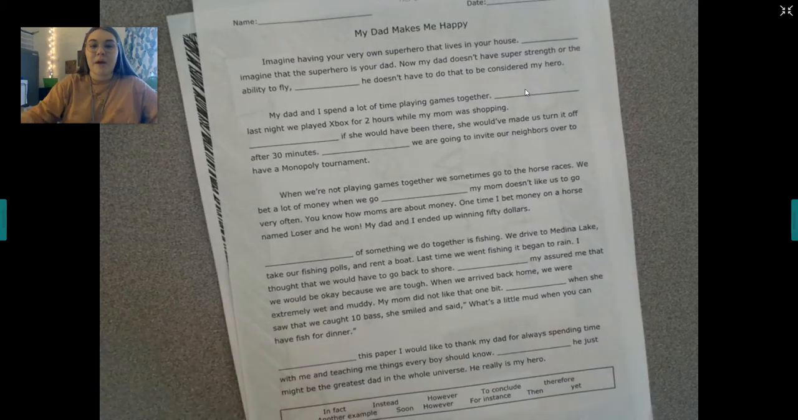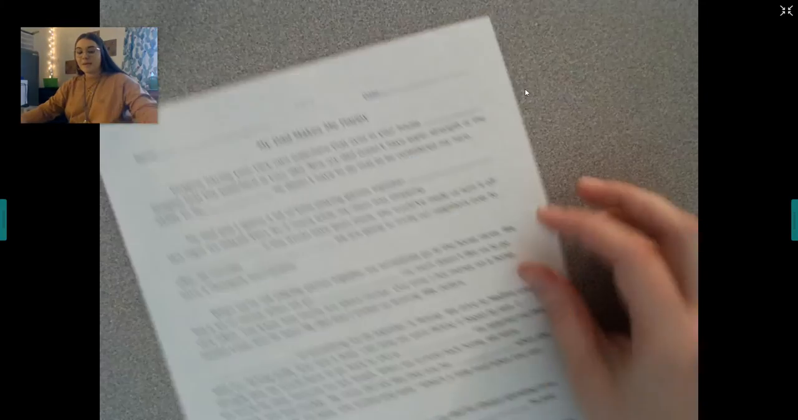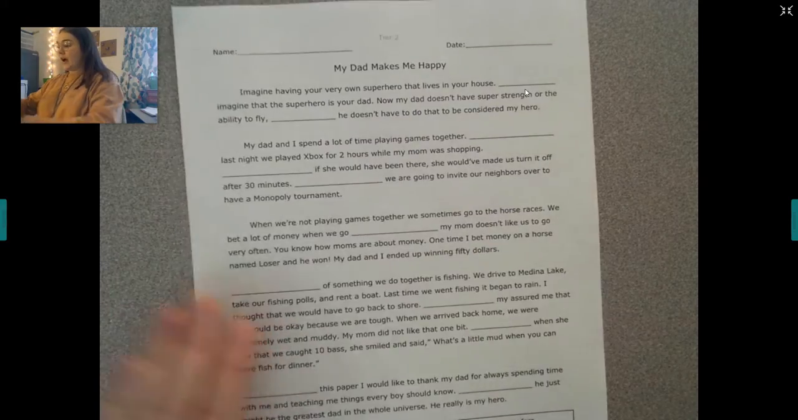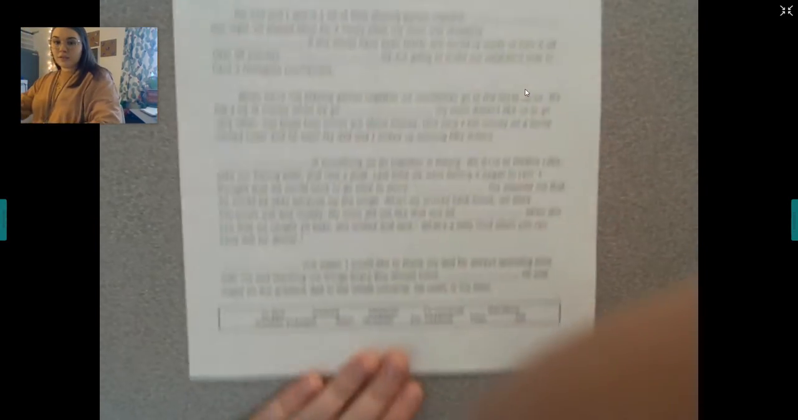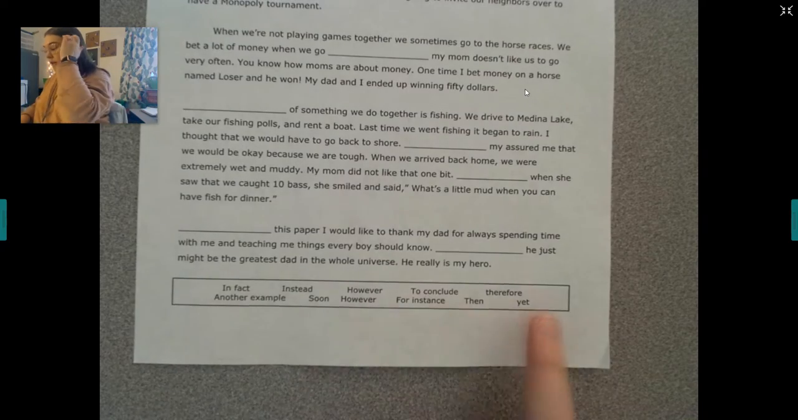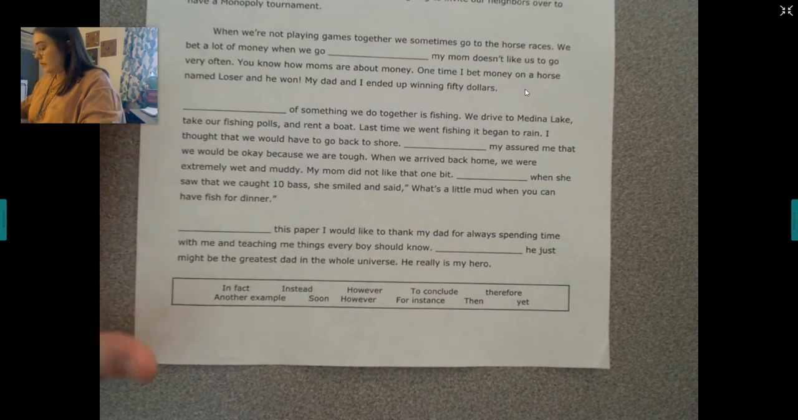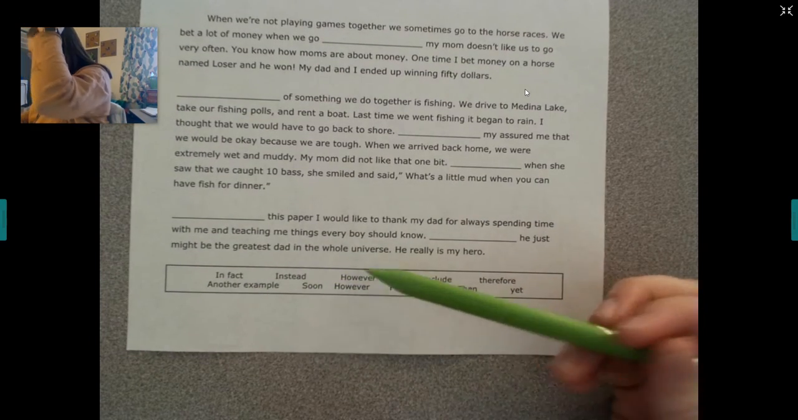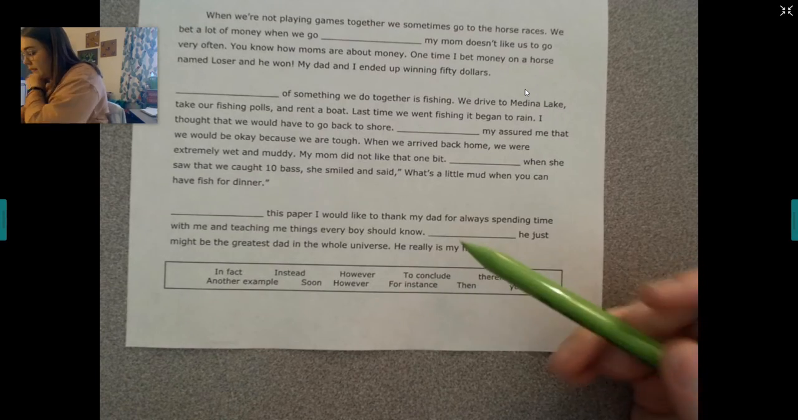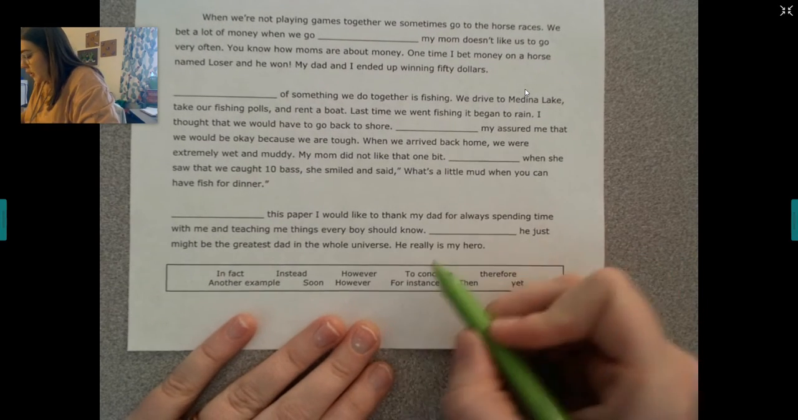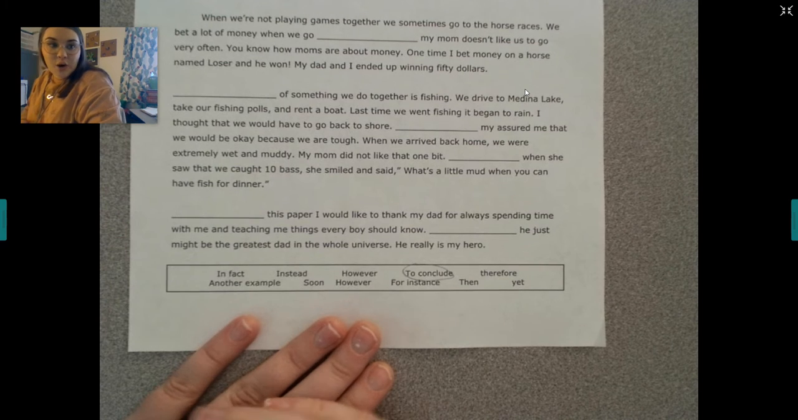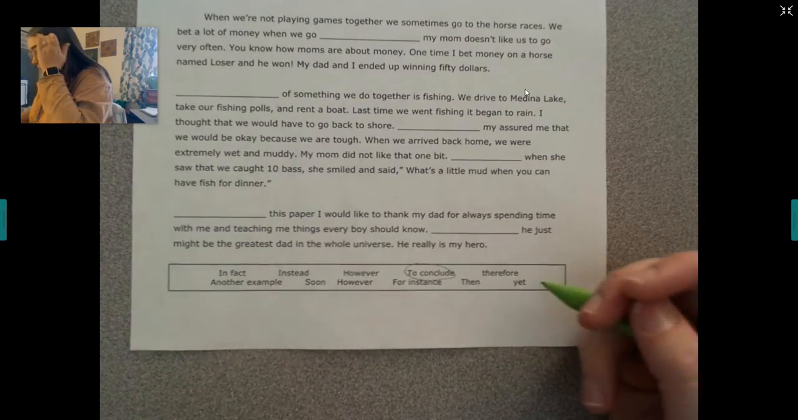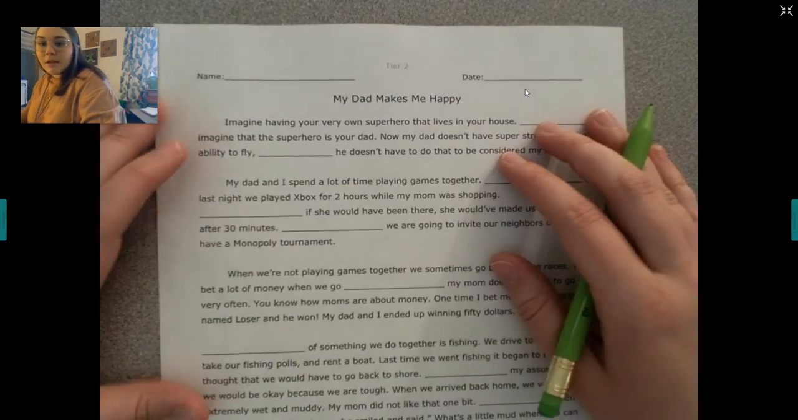I want to take a look at this passage, and you're going to help me figure out where the transition words go in this paragraph. At the bottom, we've got a word bank. Let's first look up and see which words we have to use. I see, in fact, another example, instead, soon, however, to conclude, for instance, then, therefore, yet. I'm going to first look at to conclude. That's obviously going to go at the bottom of our paper, right? Because it's an ending transition word. There are a bunch more, but let's start at the top.